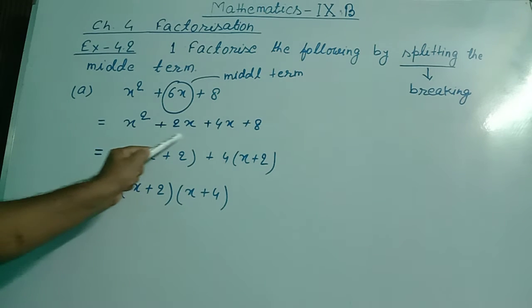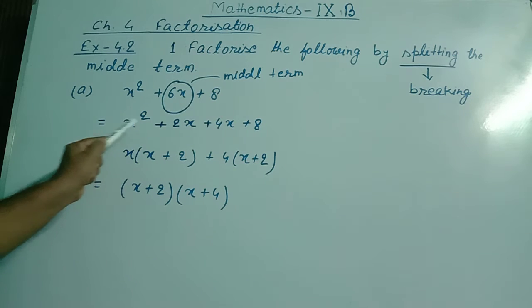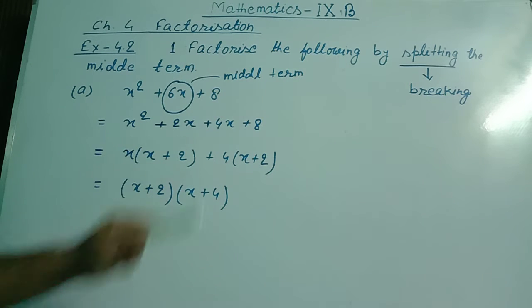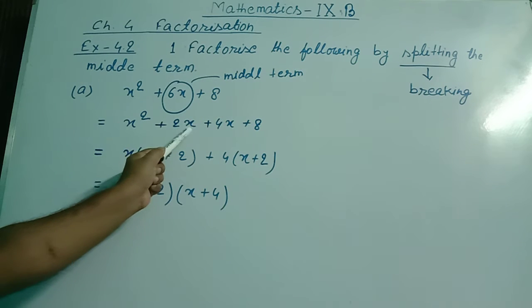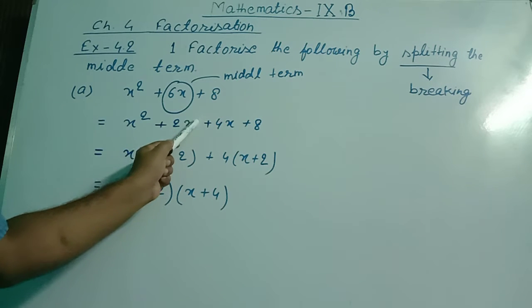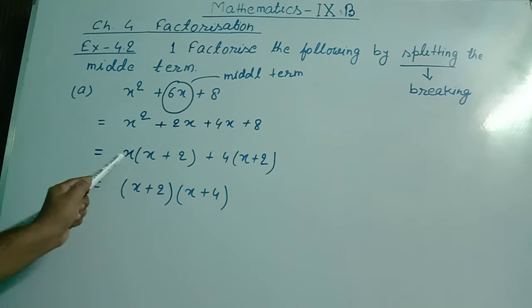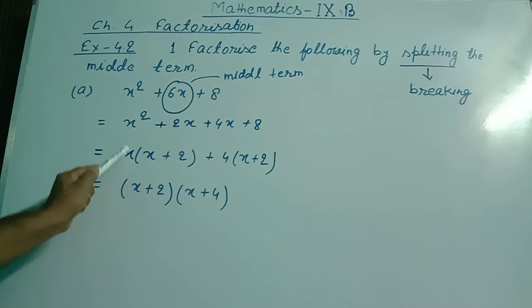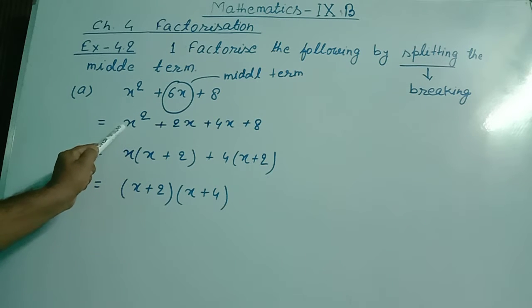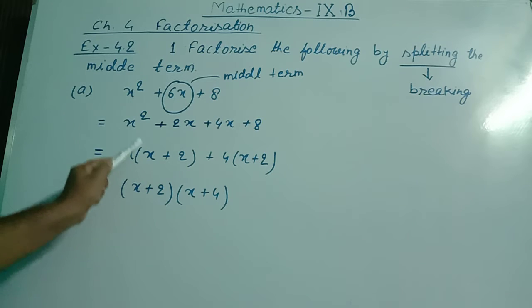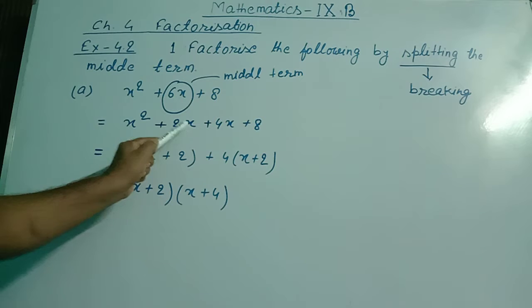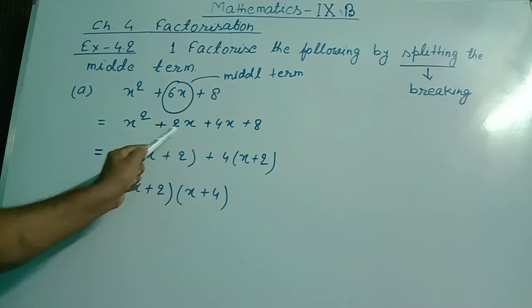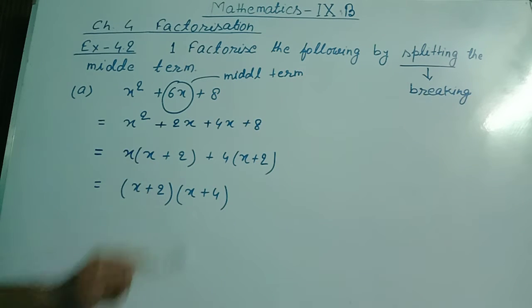Now from the first two terms we will take common. x is common because the least power of the variable is always the common one, and the least power of the variable in the two terms is x to the power 1. So I took that as common. Then what is left here? Only x is left because x into x equals x square, and here this x is taken as common, so 2 is left. Here I wrote 2 in the bracket.